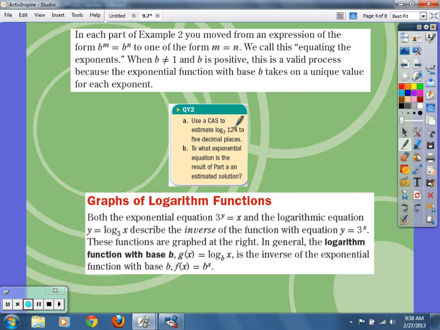Okay, here they want us to use a CAS to estimate log base 7 of 124. Log base 7, 124. So we're going to say it equals x. That becomes 7 to the x equals 124. And I cannot equate exponents here because I cannot change 124 to a base of 7. A good indicator was that it told me to estimate it to 5 decimal places. So what they want me to do is they actually want me to go to my CAS.